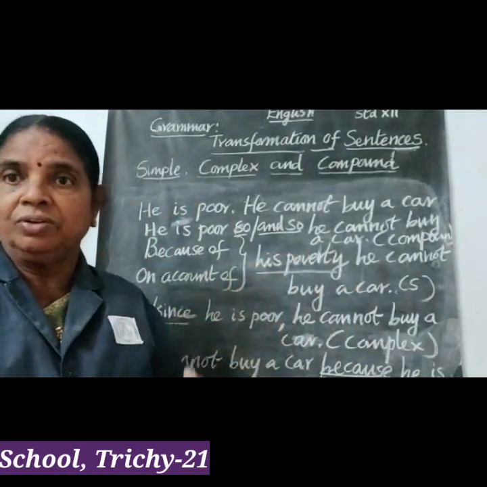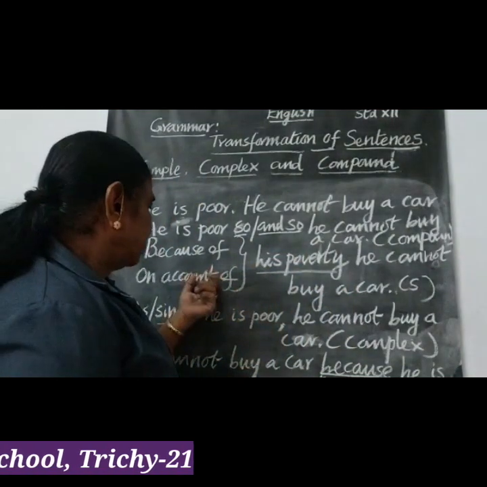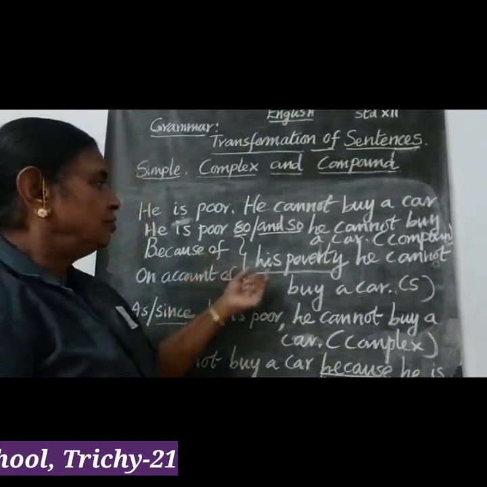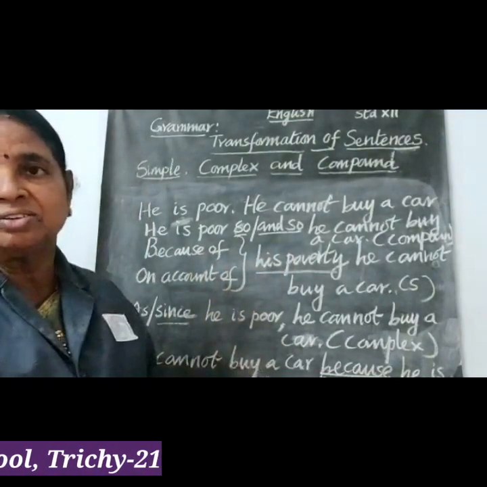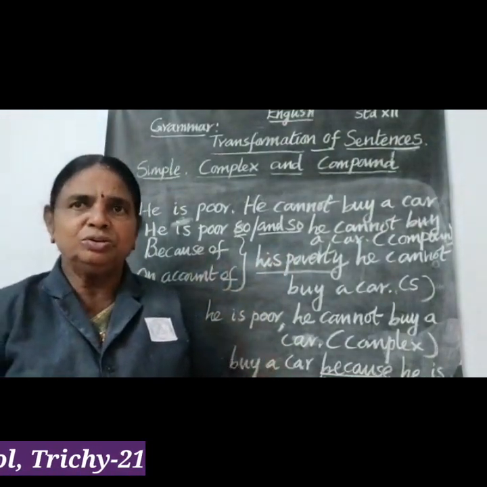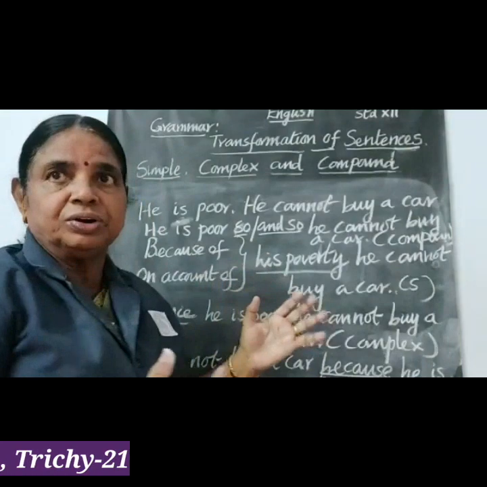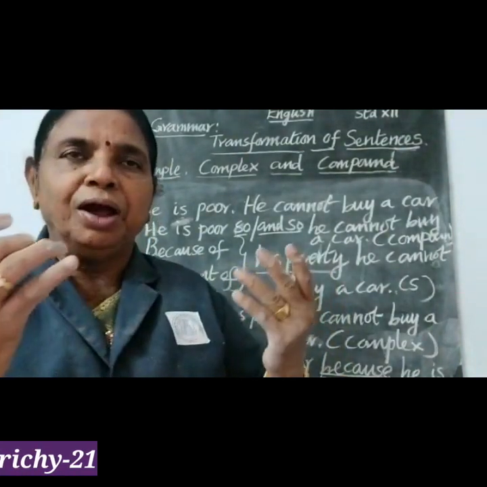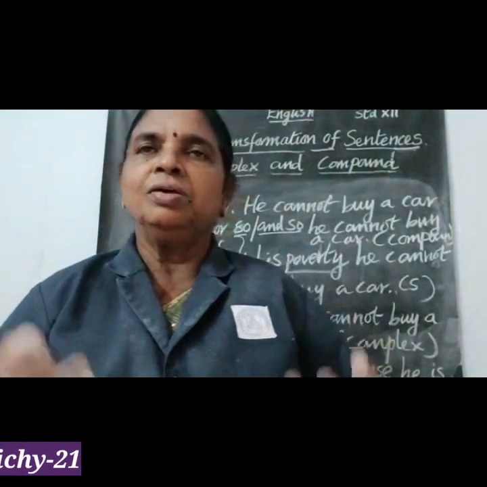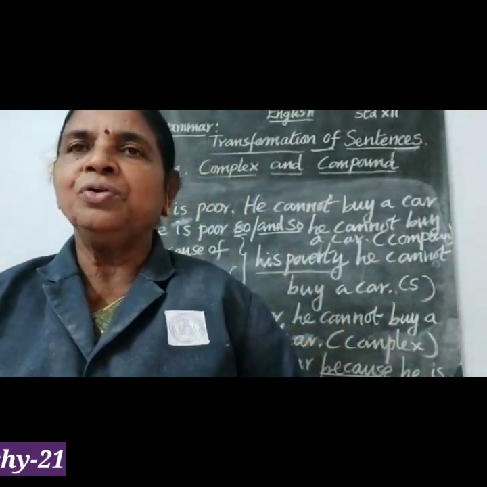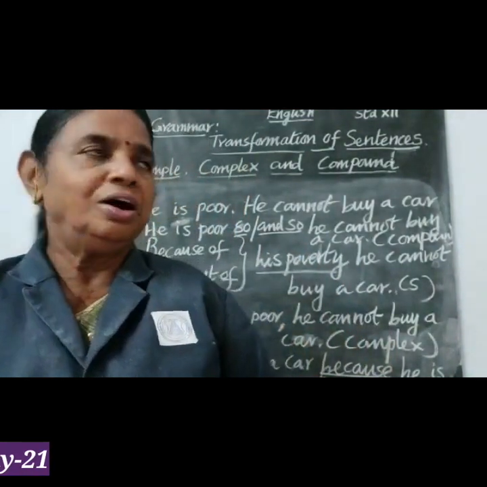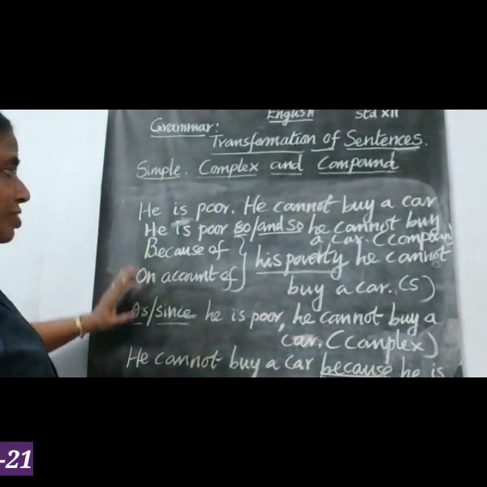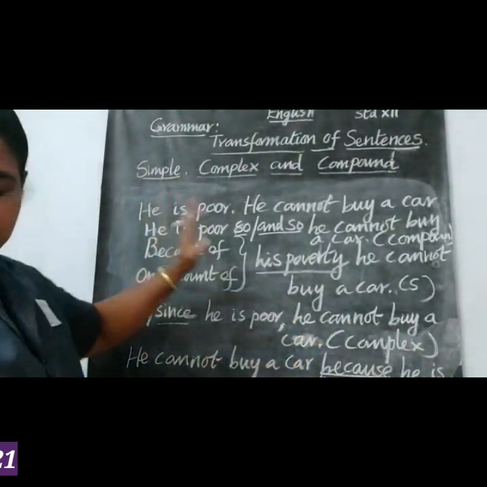Now, one more phrase can also be used for a simple sentence, that is due to. So due to, and I can even write owing to. So on account of, because of, owing to, due to are all used in simple sentences for the cause and the result.